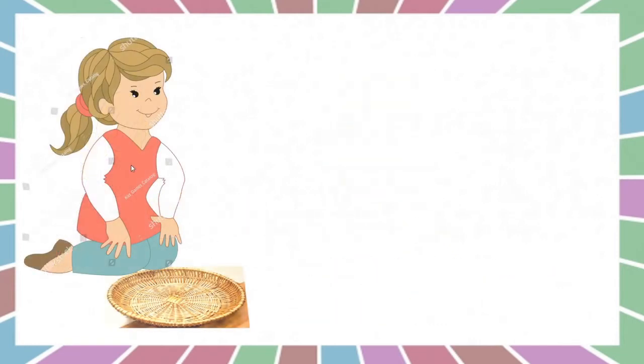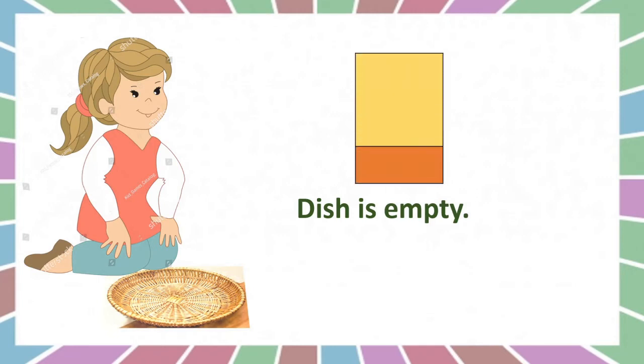Here you can see Rita sitting in front of a plate or a dish, a bamboo dish. Okay? Now, the dish is empty. Anything you can see on the dish? Yes? No. Correct? Okay. Now we will make a table and we will write 0 here.